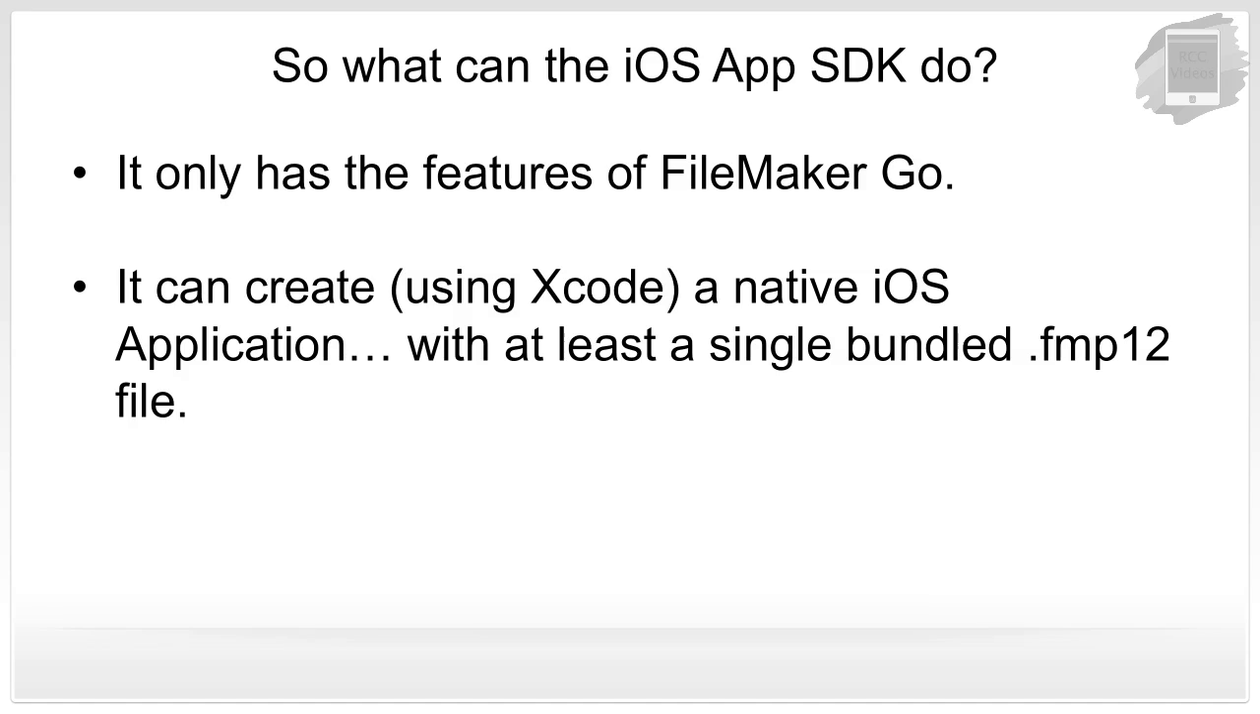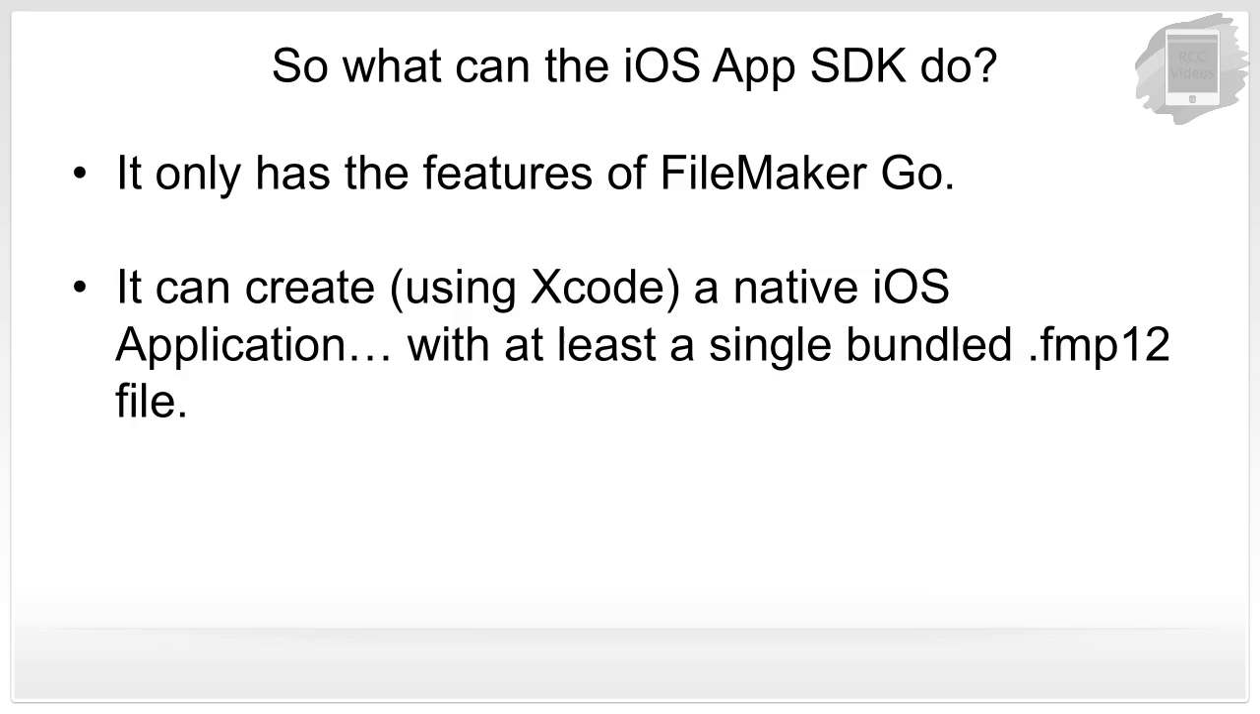So let's cover some low-hanging fruit as part of this conversation first. What can the iOS App SDK do? Well, an application that's created from the iOS App SDK only has the features of FileMaker Go. The SDK itself, when used with Xcode, will create a native iOS application. And that application will have at least a single bundled FMP12 file with it. Now this slide I wasn't going to have in here, but I realized that it wasn't obvious to a lot of people.